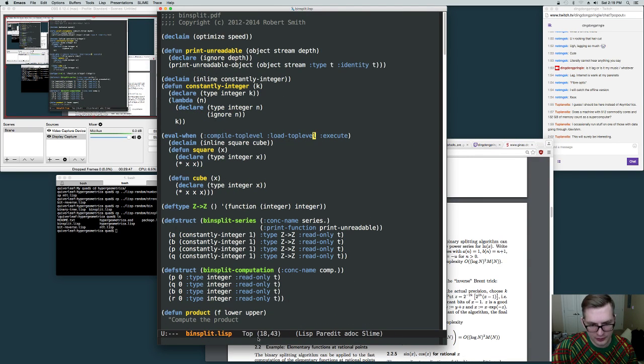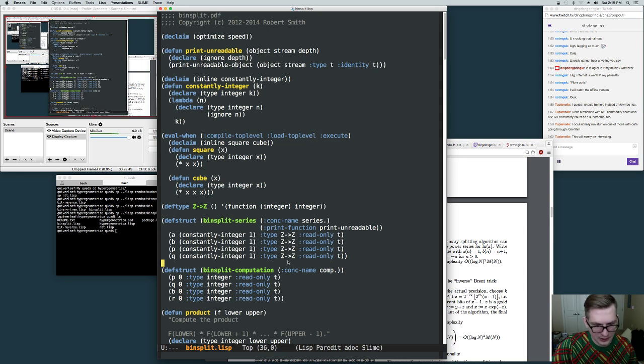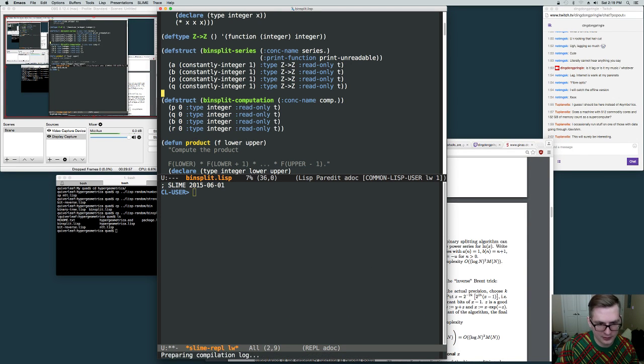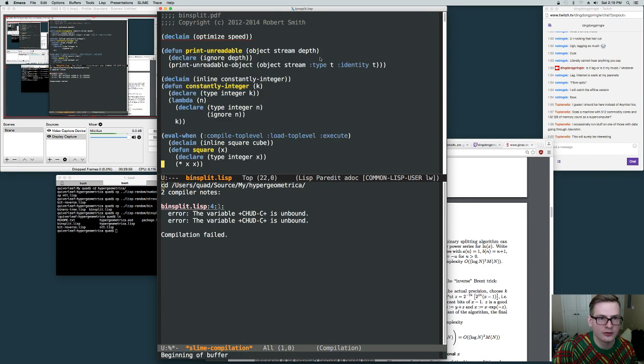I can show a little demo of it real quick. If I start my Lisp up, let's see. So let's load this code. 2 errors. What was it?